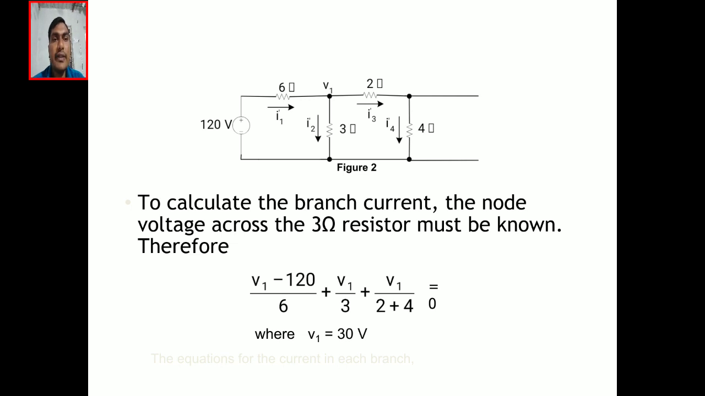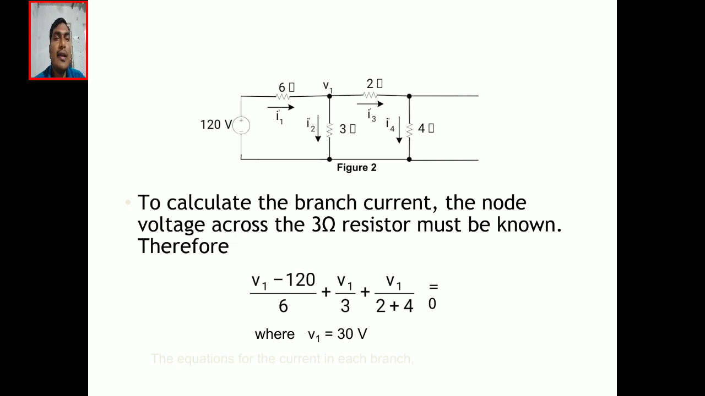So (V1 minus 0) by 3 plus V1 minus 0 by (2 plus 4), because 2 and 4 are in series. I have given the notation I1 dash, I2 dash, I3 dash and I4 dash for those currents, because I am considering the 120 volt source, that's why one source. So I3 dash and I4 dash are the same, because the 2 and 4 ohms are connected in series. Here the side branch with the current source is open, so no current flows to that side.